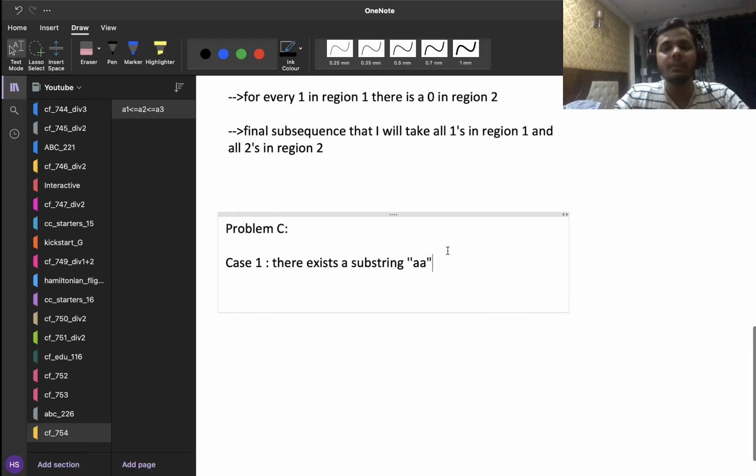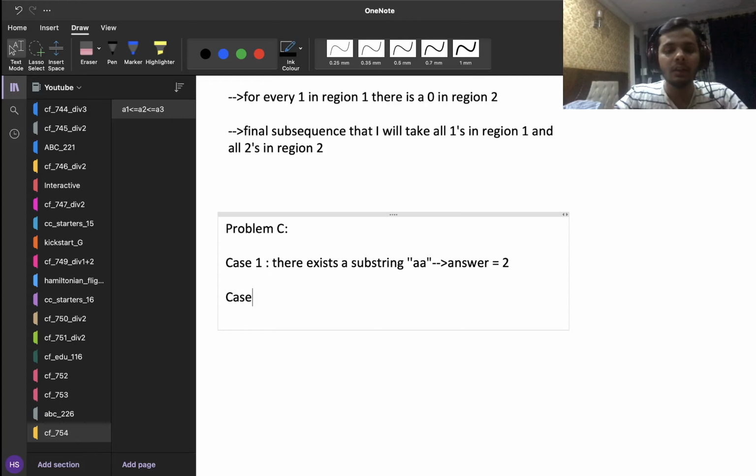Now this case is pretty trivial because if there is a substring of the type AA, then it is obviously good because it satisfies all the three conditions. There are no B's and C's involved, so the last two conditions are already satisfied and the length is greater than 2, so the first condition is also satisfied. So in this case I can say that the answer will always be 2.